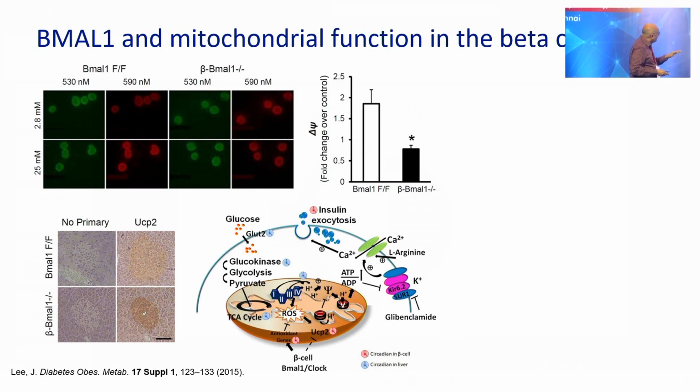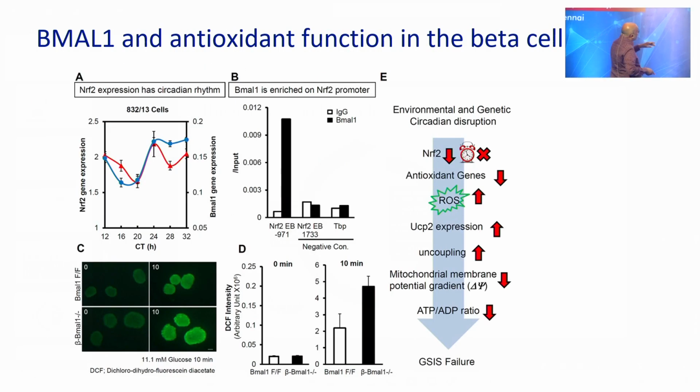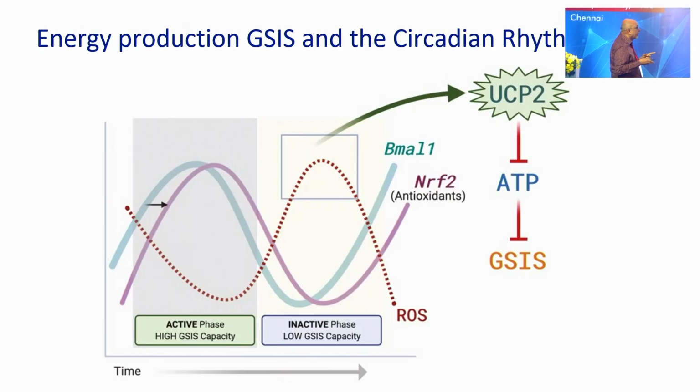And interestingly, this works at the mitochondria of the beta cell, right? So what really happens is BMAL not only controls insulin secretion, it also controls the ability of the beta cell to respond to inflammation. When BMAL is present, the beta cell recovers. When BMAL is absent, the beta cell is not able to recover from inflammatory injury, which means your circadian rhythm is one of the most important ways to respond to inflammatory injury.